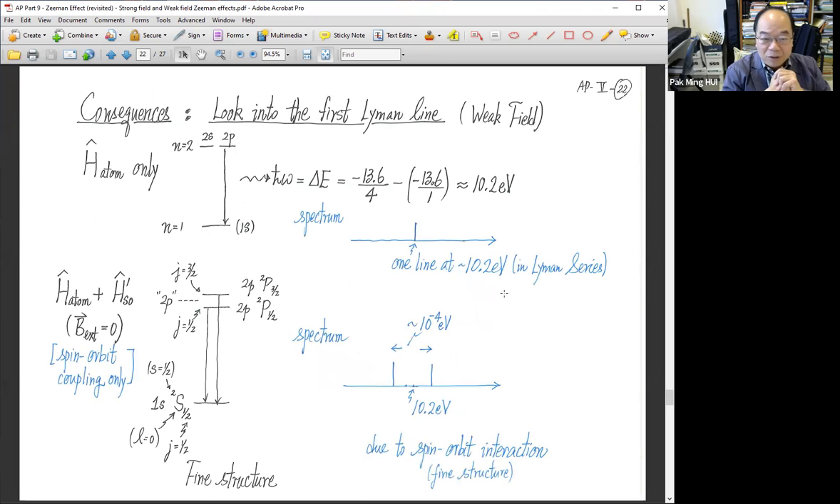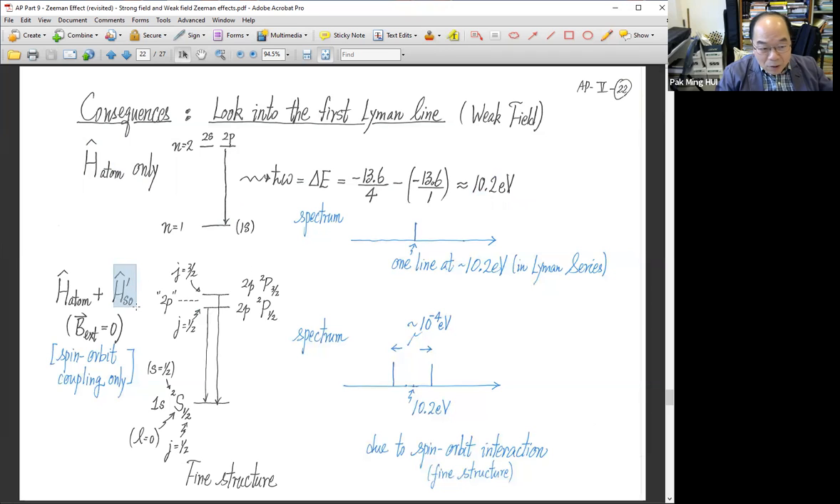So what is the consequence? Let's look at the first Lyman series line that goes from 2p to 1s. If our apparatus is not so sensitive, or in theoretical terms, we ignore everything but the atomic part of the Hamiltonian, we will see one line. And we know the difference, and this is one line.